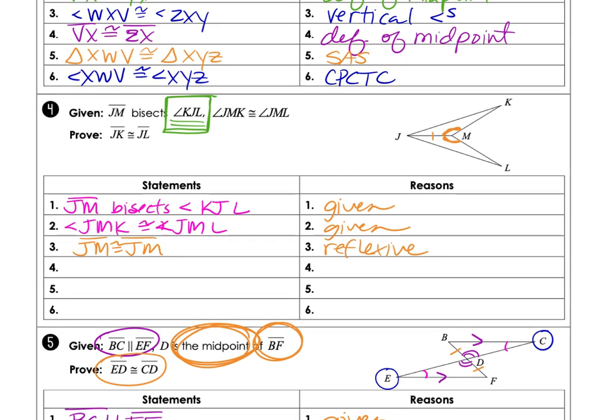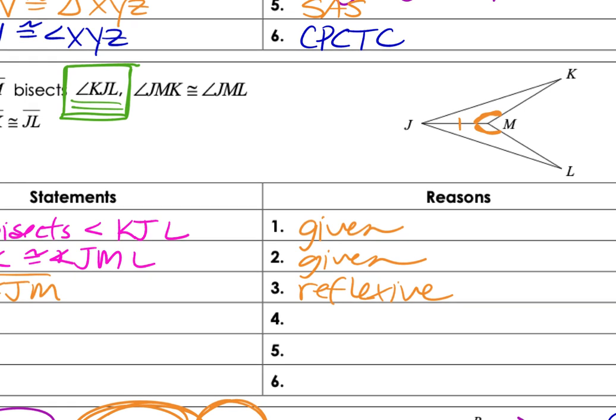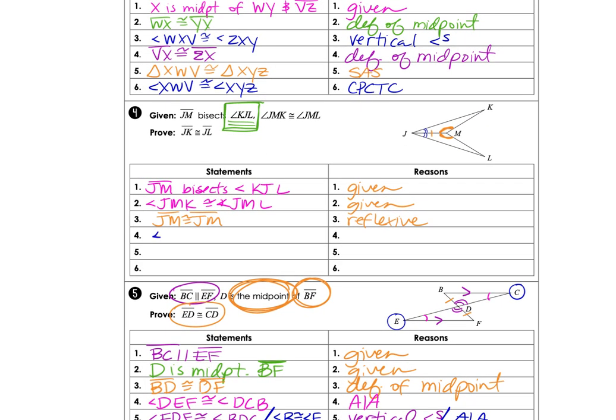So if we are saying an angle gets bisected, okay, you are going to say this angle congruent to that angle, right? So angle KJM is congruent to angle LJM, okay? What's the reason for that? Definition of bisector. Yep, definition of a bisector.